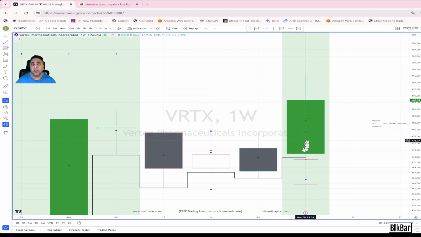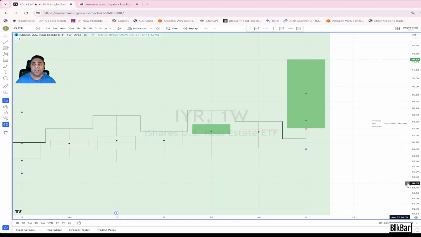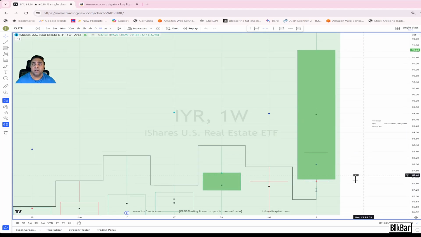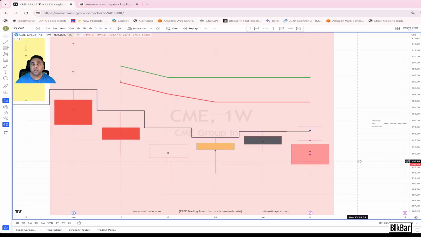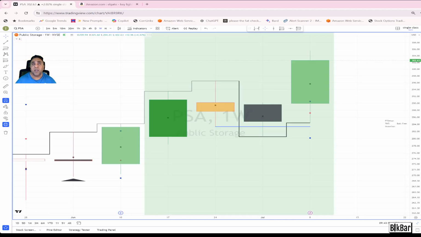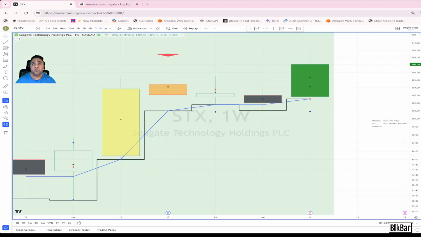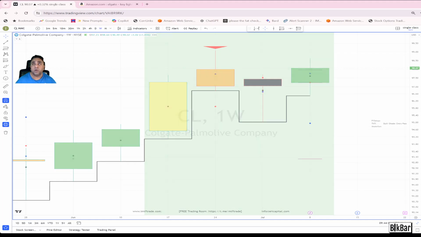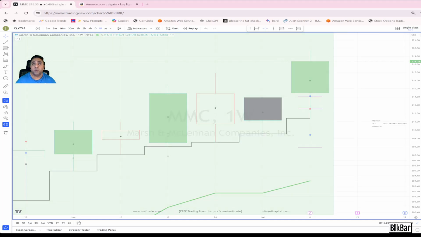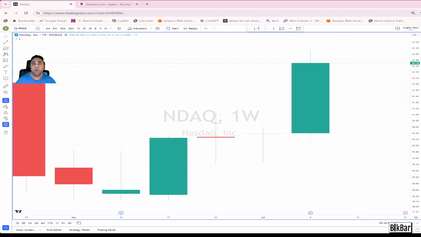So here's VRT, we entered here, there's a conditional stop, it was profitable at the end of the week. IVR, this is a real estate ETF, this was profitable. AMT, this was profitable. CME, this is a bearish trade here, so we entered short right there and took it down. PSA, this is profitable. STX, this is profitable. CL, this was profitable. MMC, profitable. CTA, profitable.